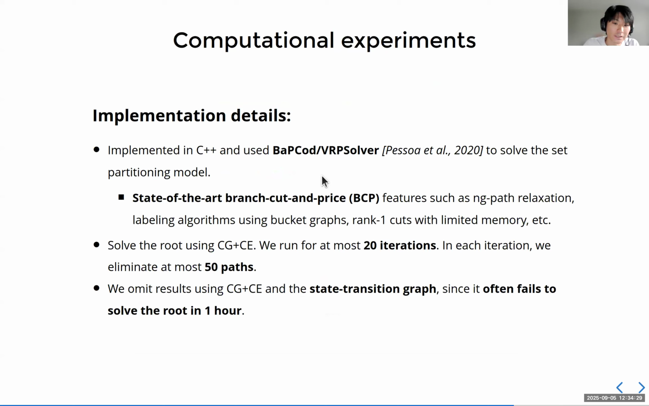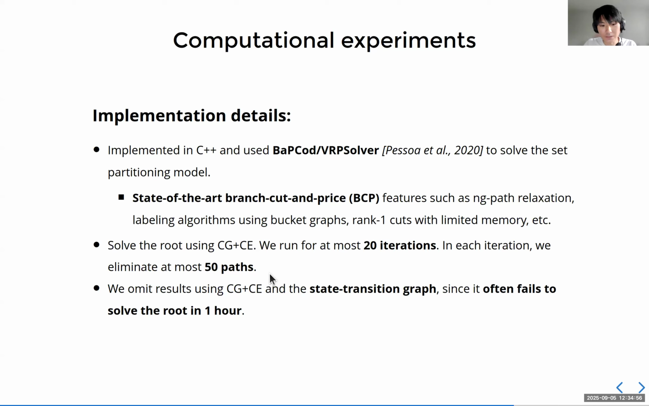So we conducted computational experiments with this branch-cut-and-price VRP solver framework. And I should say that this is a generic framework that gives you a lot of these features that people have developed over the years, that you get all of this for free if you use this. So we solved the root using CG+CE, and we run the loop for at most 20 iterations. And in each iteration, we eliminate at most 50 paths.